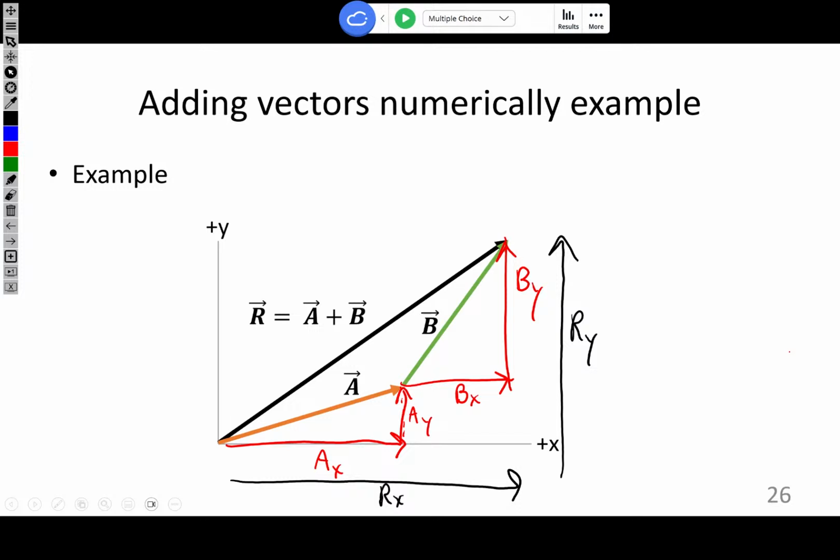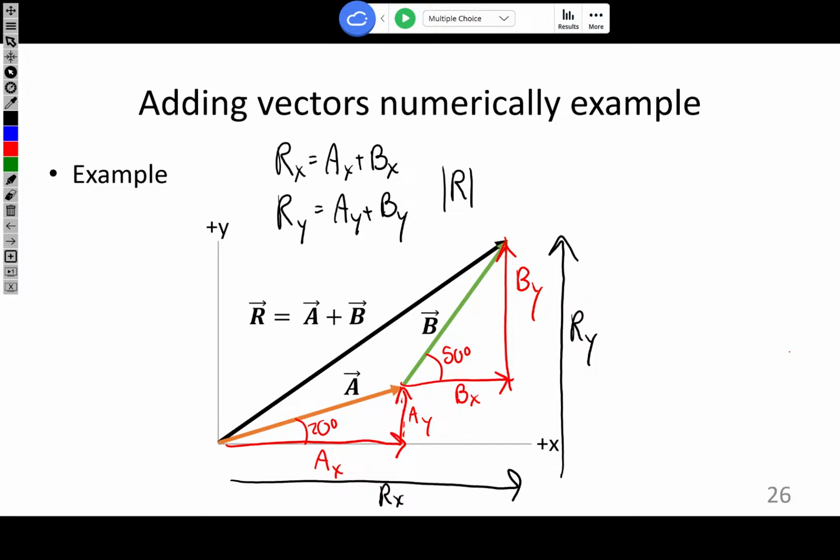So, how would we do this? I would have to tell you the angles. Let's just say this is 20 degrees and this is 50 degrees. You would have to get the components. If you want to solve this problem, you're going to need to find Rx. How do you find Rx? Ax plus Bx. How do you find Ry? You're going to have to do Ay plus By. And then you're going to do another step. How do I actually figure out how big R is? I do the square root of Rx squared plus Ry squared.